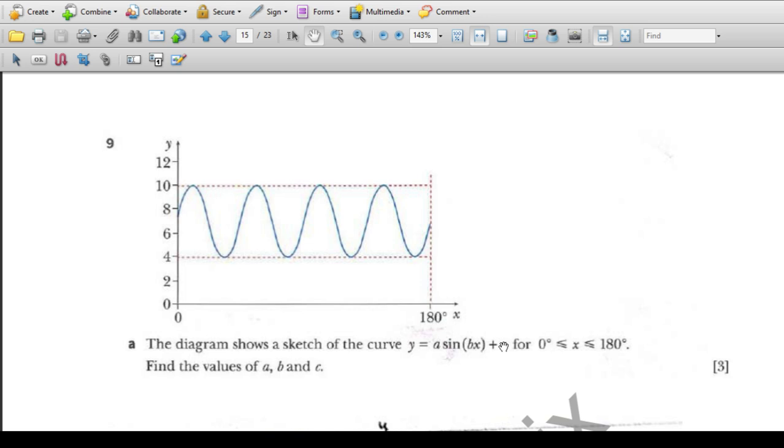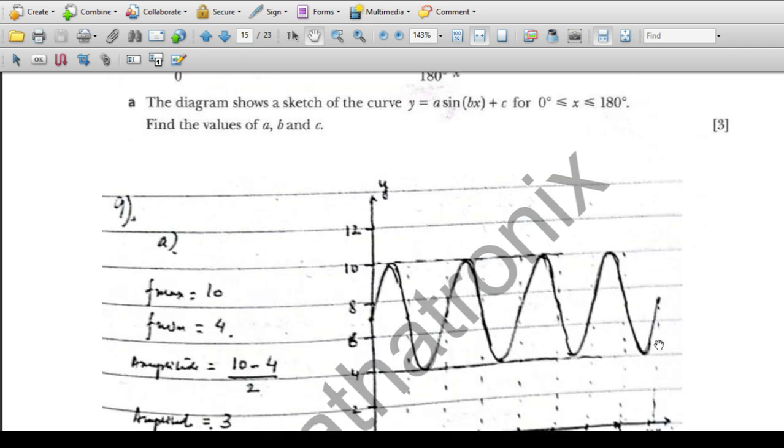And c is basically the intercept, because if c is 0, this graph will shift, this point will shift here and it will oscillate. But since c is the intercept, it's quite evident that c is 7, between 6 and 8. So this c can be seen from here, it's 7.